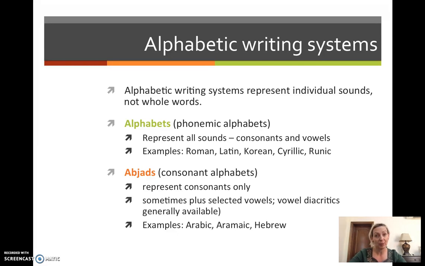And the other type of writing systems are abjads, which represent only consonants. Sometimes there are some vowels that are represented, but not many. So Arabic is an example of an abjad, also Hebrew, Aramaic.